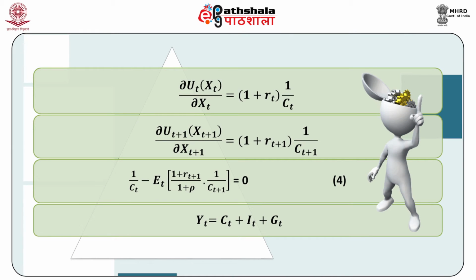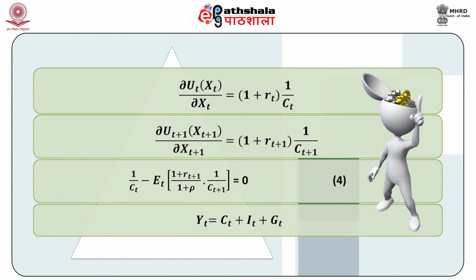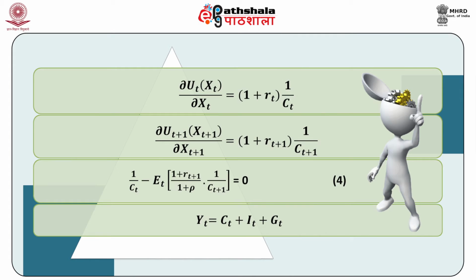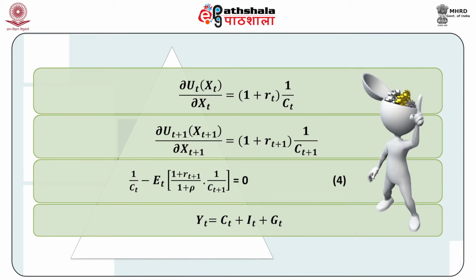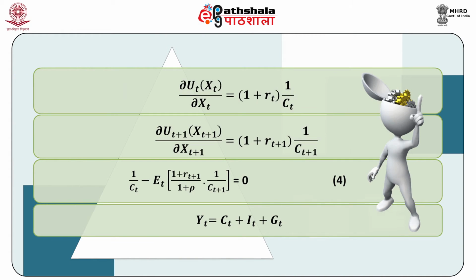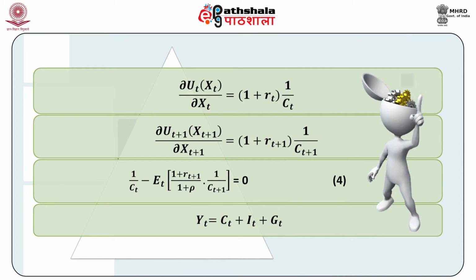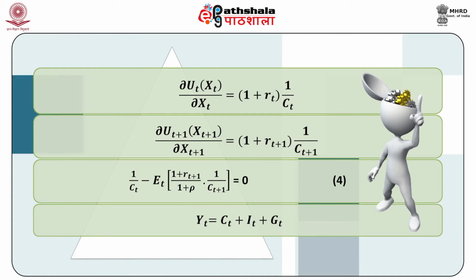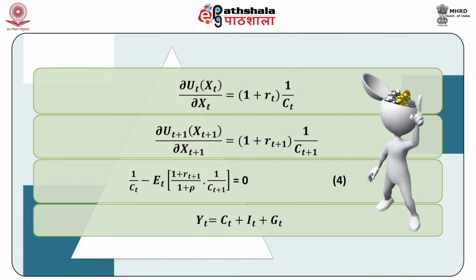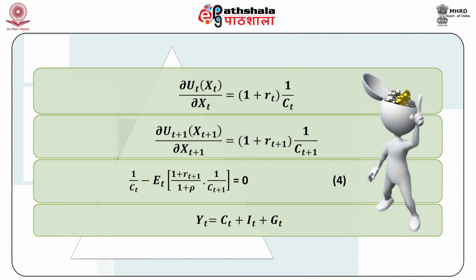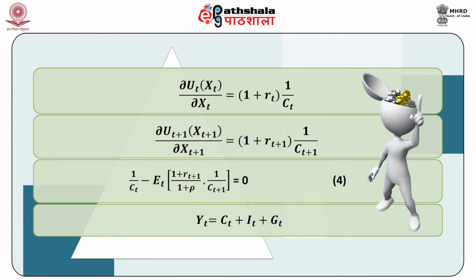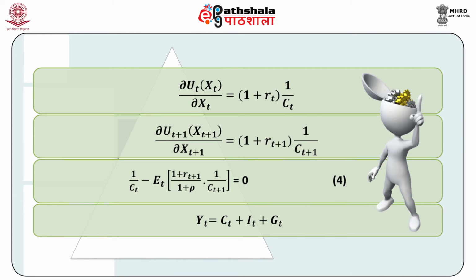Substituting equation 2 in equation 3, we get the derivative of ut(xt) with respect to xt equal to 1 plus rt into 1 upon ct, and the derivative of ut+1(xt+1) with respect to xt+1 is equal to 1 plus rt+1 into 1 upon ct+1. Hence, equation 2 becomes 1 upon ct minus (1 plus rt+1) divided by (1 plus rho) into 1 upon ct+1 is equal to 0.